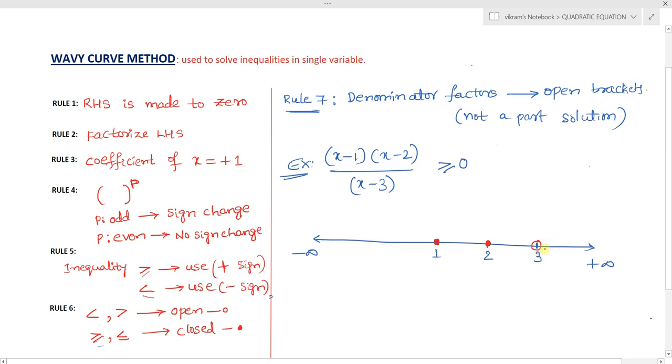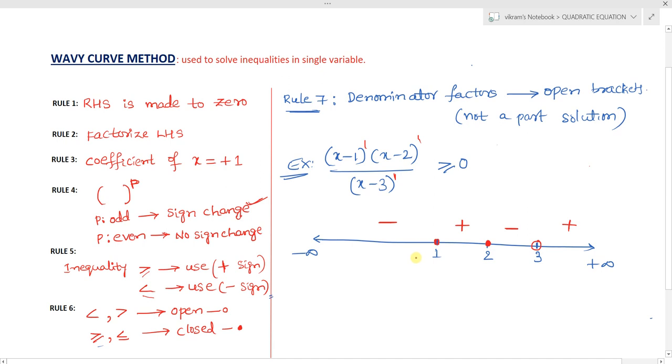Here 3 is the rightmost root, and the region to its right is always represented with plus. All the factors have power 1, so at every root the sign has to change, because all are odd powers. From plus infinity to 3 it is plus, from 3 to 2 the sign changes because the power is 1, from 2 to 1 it changes again and is plus, and from 1 to minus infinity it changes the sign again.